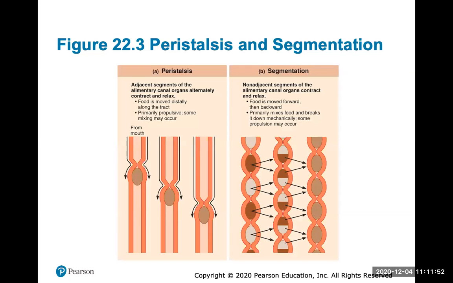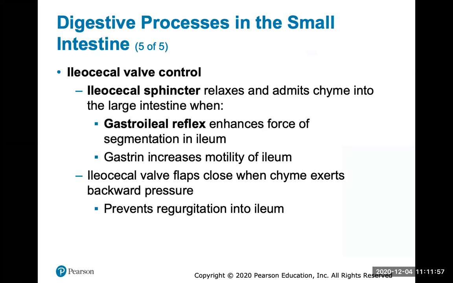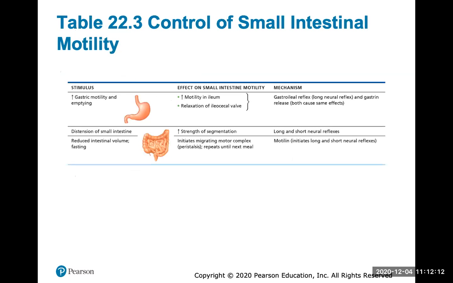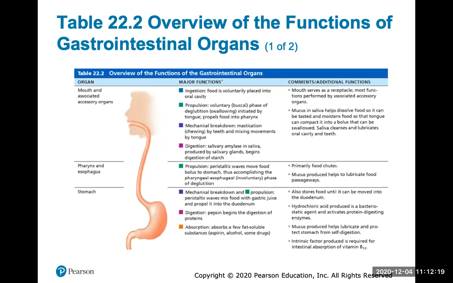So again, a look at the differences between peristalsis and segmentation, and both are used in the small intestine. Ileocecal valve control: there you have a sphincter that will relax and admit chyme into the large intestine when you have a gastroileal reflex, and then it'll close when the chyme exerts backward pressure to prevent regurgitation back into the ileum. So this is just the control of small intestine motility, things that will stimulate the effect and the mechanism.